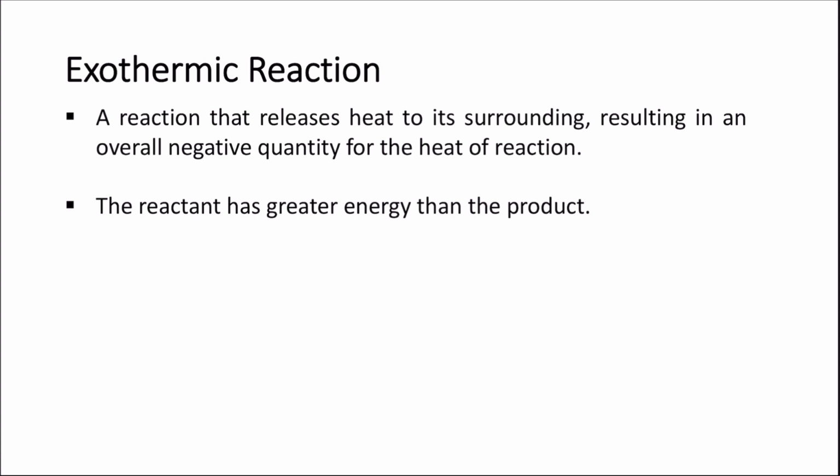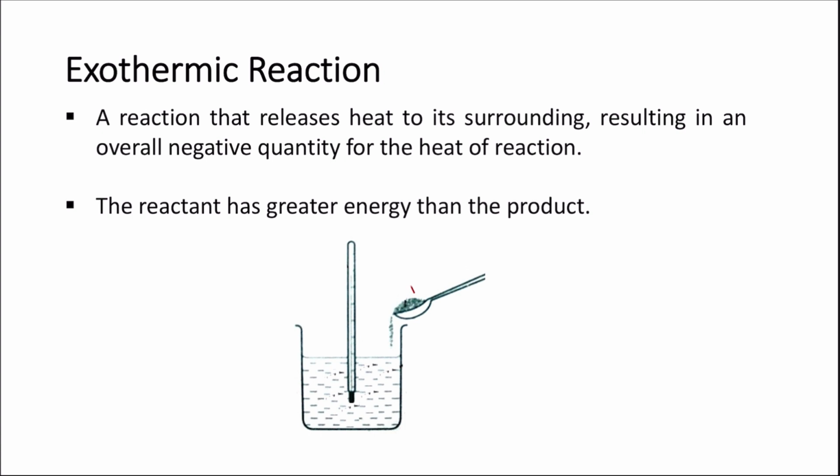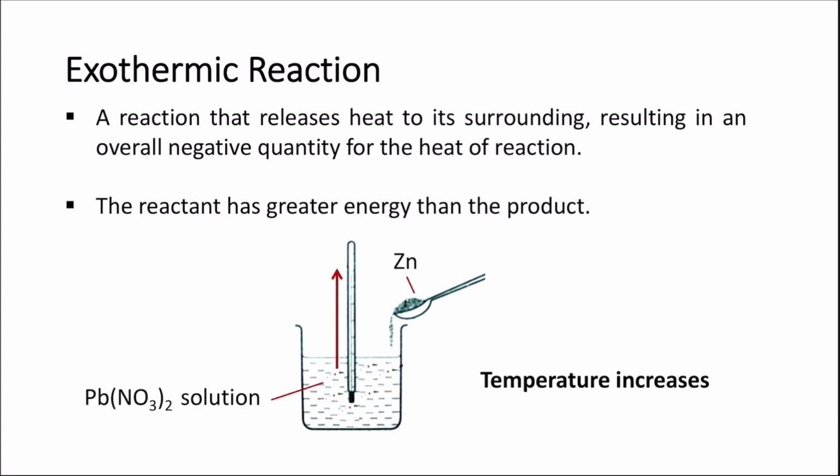Dan dalam case exothermic reaction, reactant mempunyai energi yang lebih besar daripada produk. Contoh macam reaction between zinc dan juga Pb(NO3)2. Bila kita dissolve zinc powder dalam solution of Pb(NO3)2 and then put the thermometer, you can see that the temperature increases when these 2 chemical reactants react together.